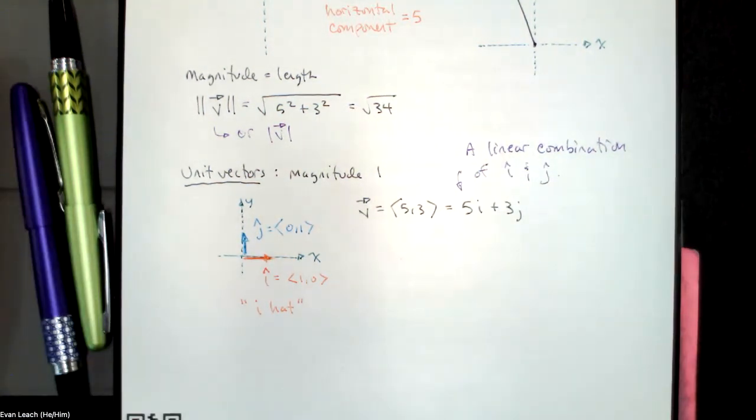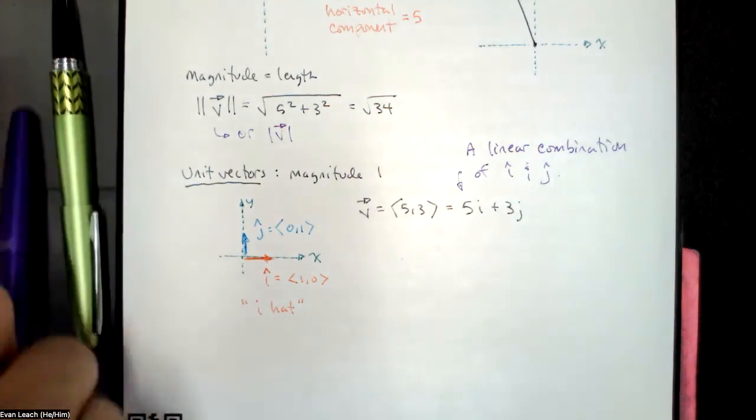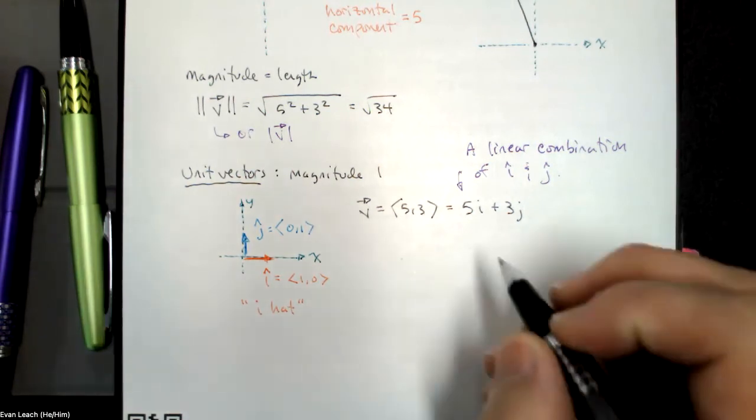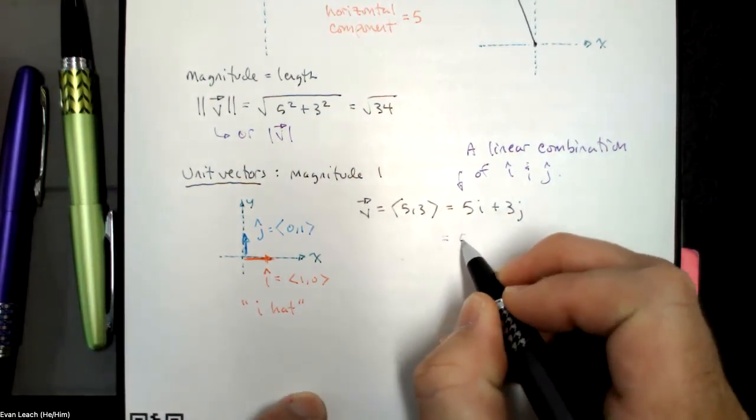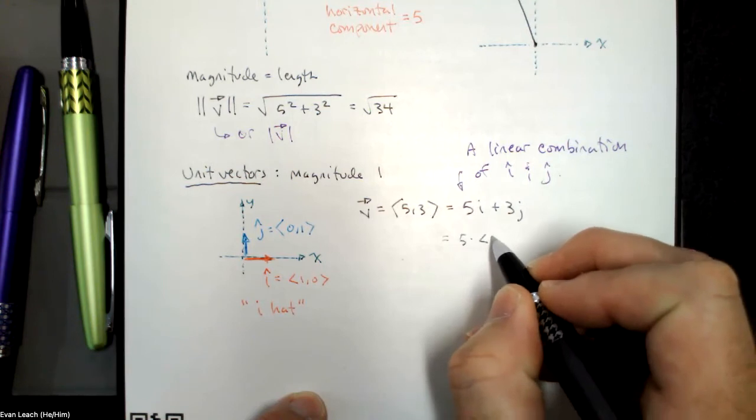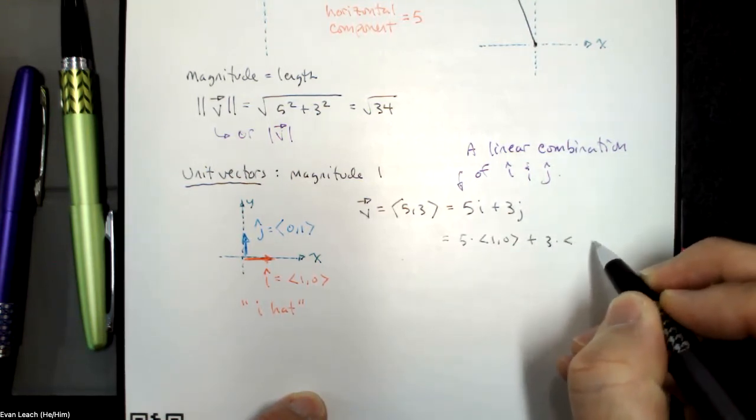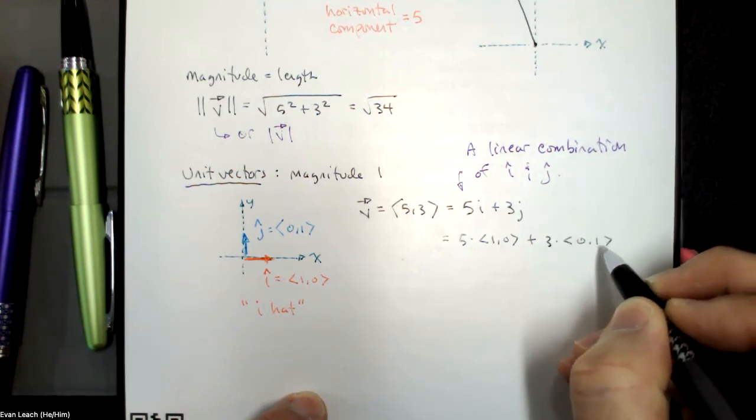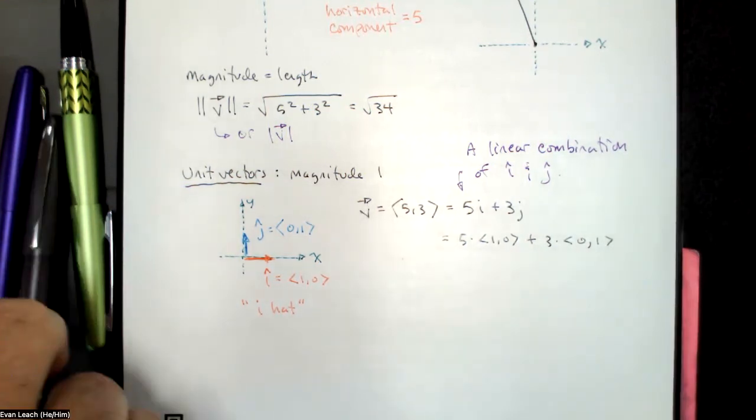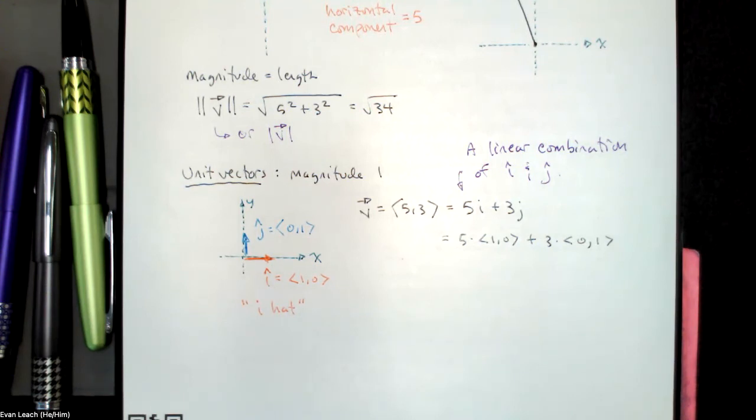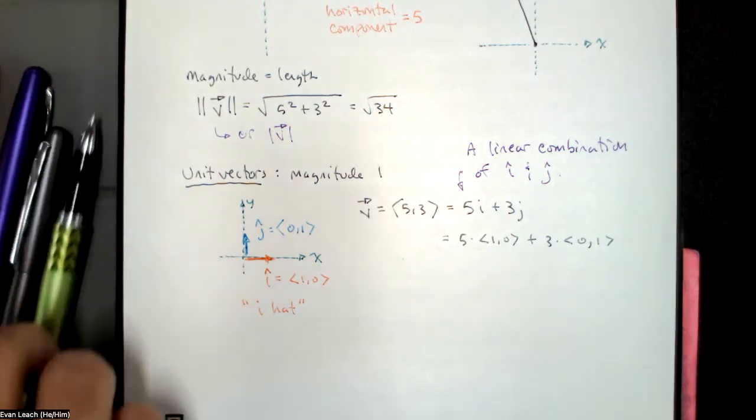Linear combination means we're making a combination with scalar multiples, scalar multiplication, and addition. We're just using scalar multiplication and addition. So this is going to be 5 scalar multiples of (1, 0) plus 3 times (0, 1). Scalar multiplication, vector addition. Those are two operations that are in play here.